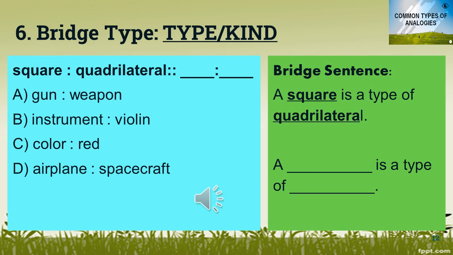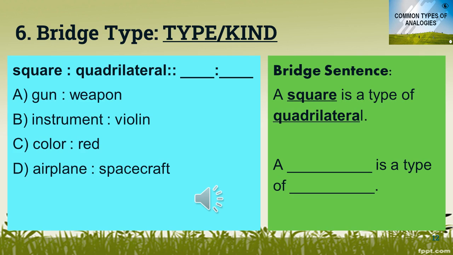The sixth bridge type is the type or kind analogy, or object and classification analogy. So this analogy uses adjectives but not for all cases. So let us try to solve this analogy using this bridge type. Square is to quadrilateral as blank is to blank. The bridge sentence is, a square is a type of quadrilateral.